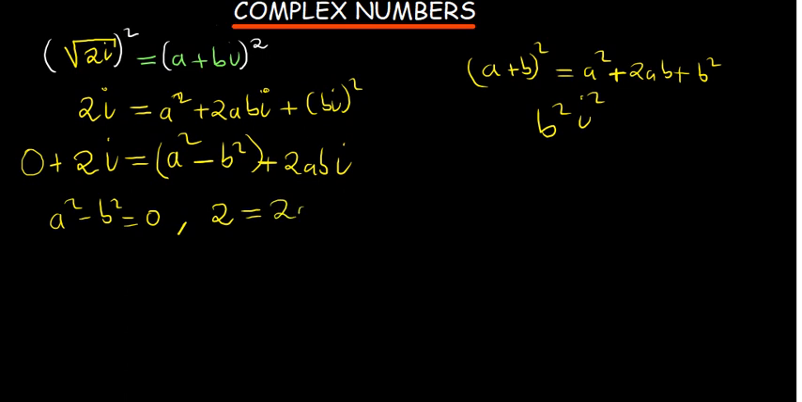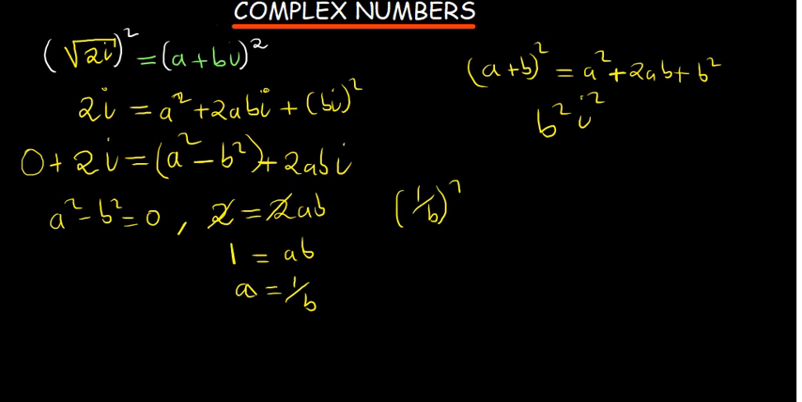I can make one of them the subject of the formula. Let me make a the subject of the formula. That means a is going to be equal to 1 over b. I'm going to go into the equation where there is a, I'm going to put 1 over b. So that will become 1 over b, all squared, minus b squared being equal to 0.